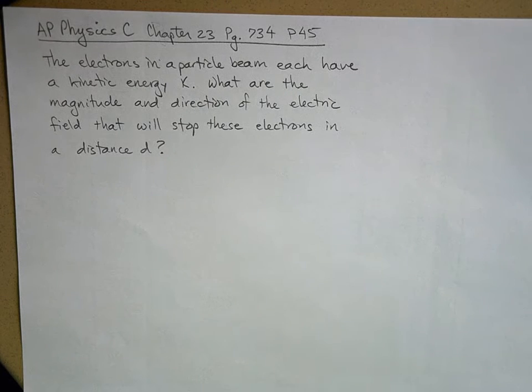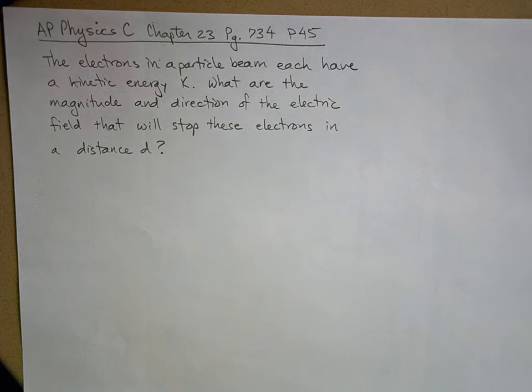Do problem 45 on page 734. It says, the electrons in a particle beam each have a kinetic energy of K. What are the magnitude and direction of the electric field that will stop these electrons in a distance d?